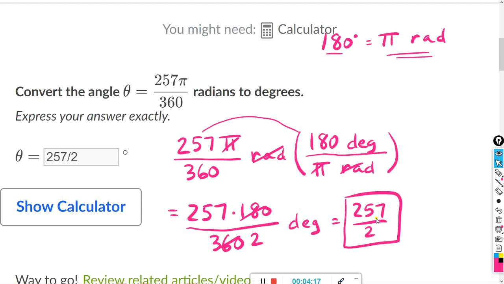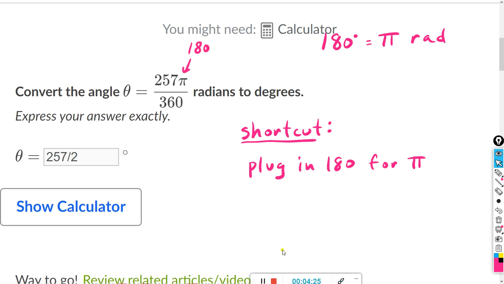Now if you did this on the calculator, you would get 128.5. Pretty sure they would accept that as well. Now if you want to use a shortcut on this, because we said 180 degrees equals pi radians, you can just plug in 180 in place of pi. So right here, instead of pi, you can write 257 times 180, and you'll have the same thing, and you'll get the same answer.